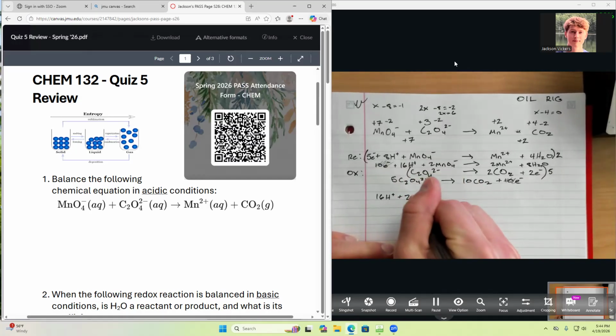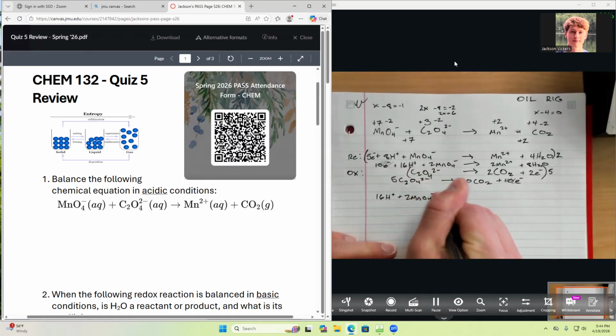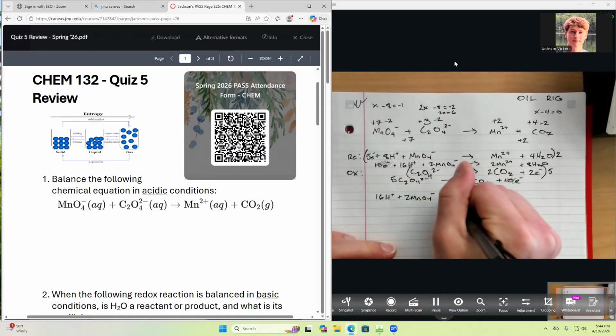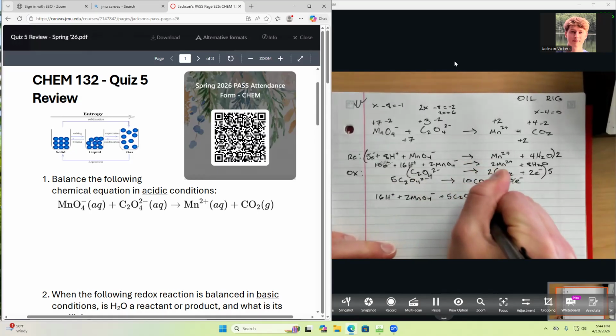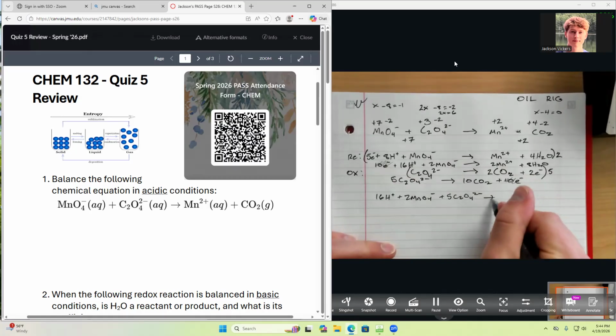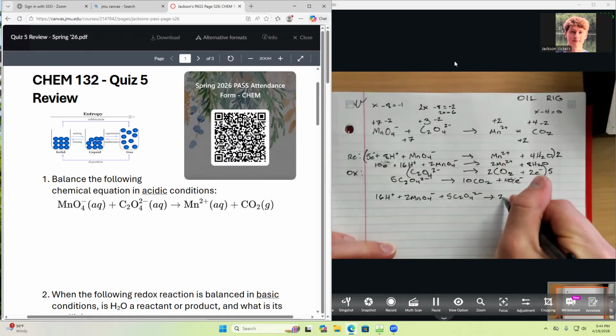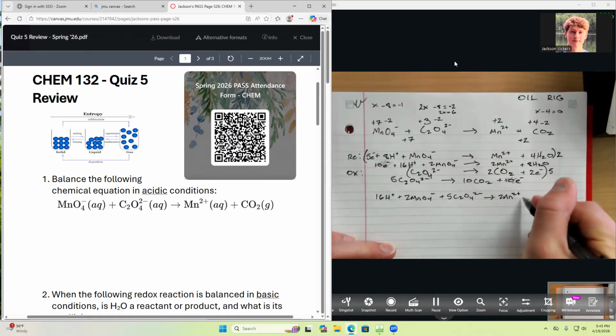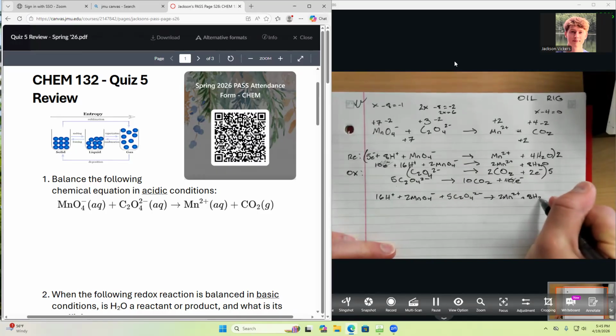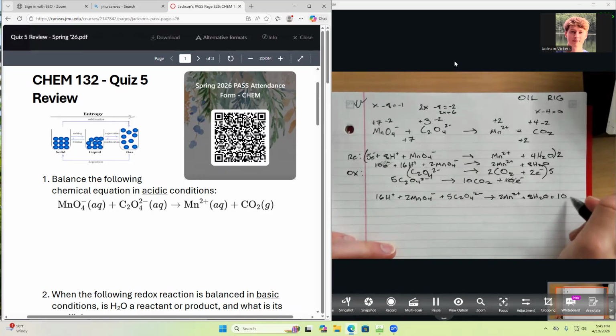It doesn't really matter the order you do it in. And then we also have the 5 C2O4 2 minus going to form 2 Mn2 plus, 8 waters, and 10 CO2.